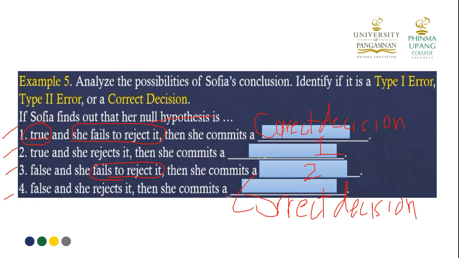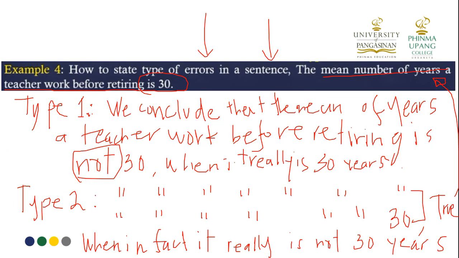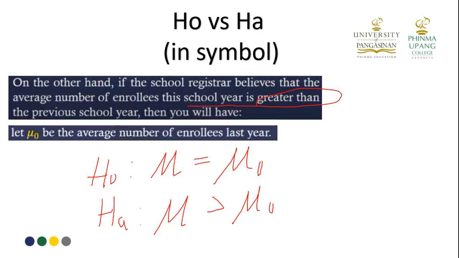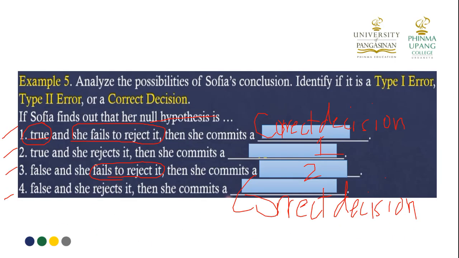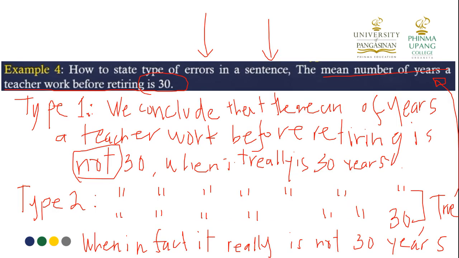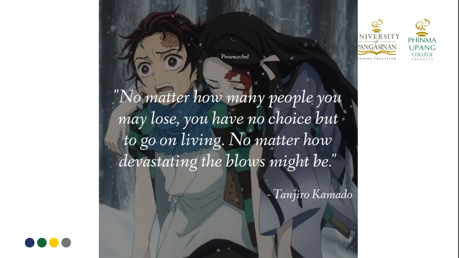So, I hope you learned something new on this online session. And yung mga okay na tayo, recorded naman ang ating lesson. And for your questions, just simply utilize our GC for confusions or concerns about our lesson for today kapag naguguluhan kayo. Lalong-lalo na dito sa how to state type of errors in a sentence, the mean number of years a teacher worked before retiring is 30. Medyo nakakalito tong part na to. With the rest, okay naman.